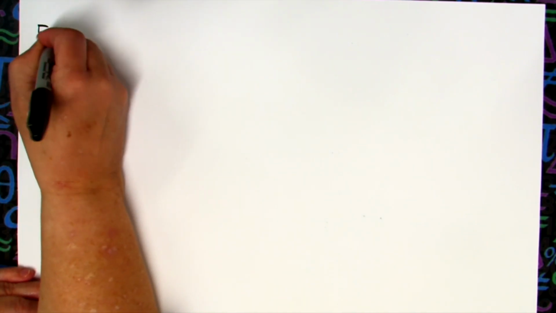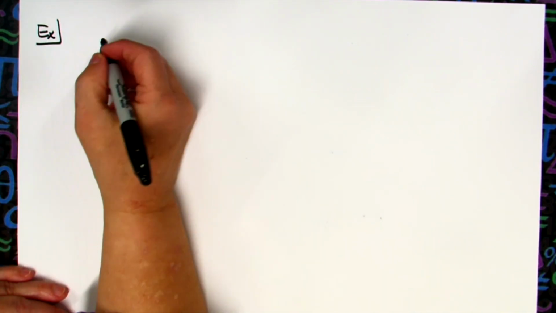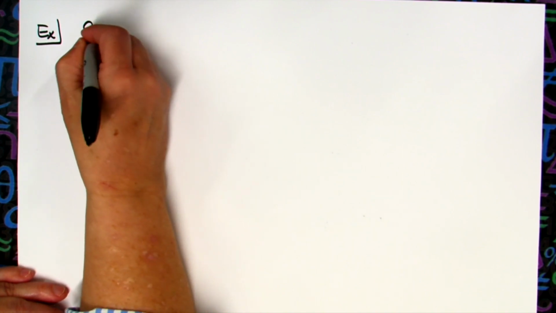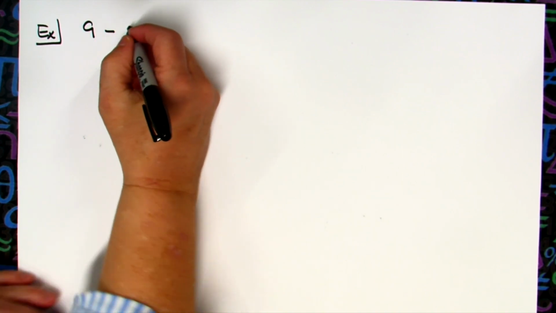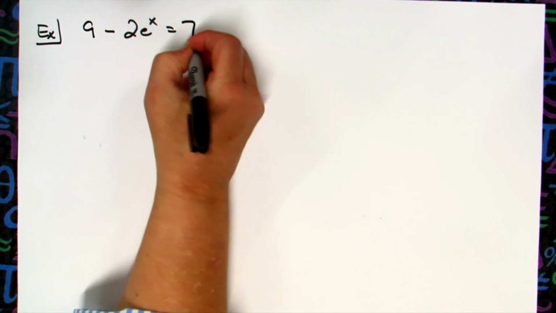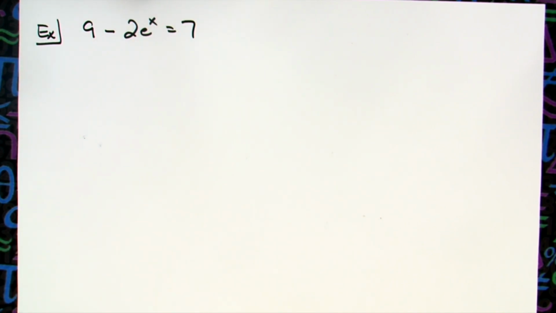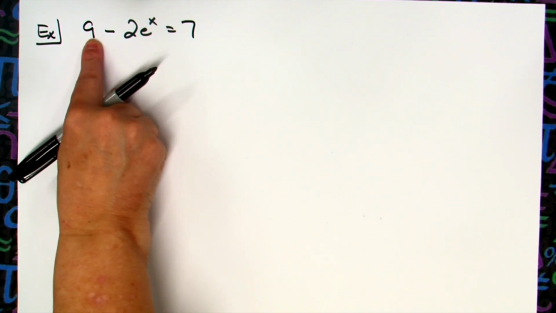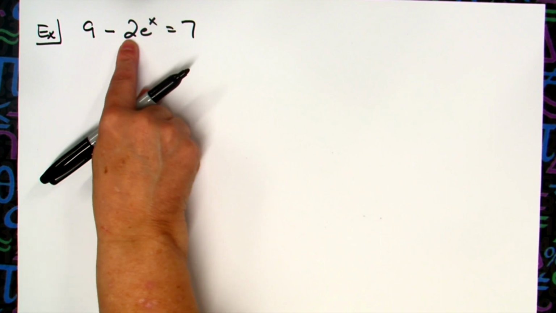All right, so we probably ought to do one of those. Like if I saw something, and again, not too complicated here, but if I had a 9 minus, say, a 2e to the x equals 7. All right, that e to the x term is not isolated. You got a 9 over here that's floating around, and you got a coefficient in front of it.